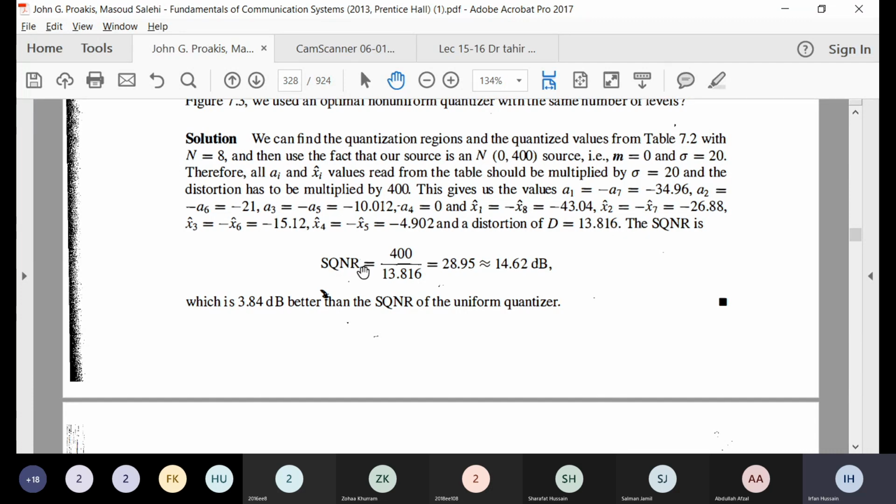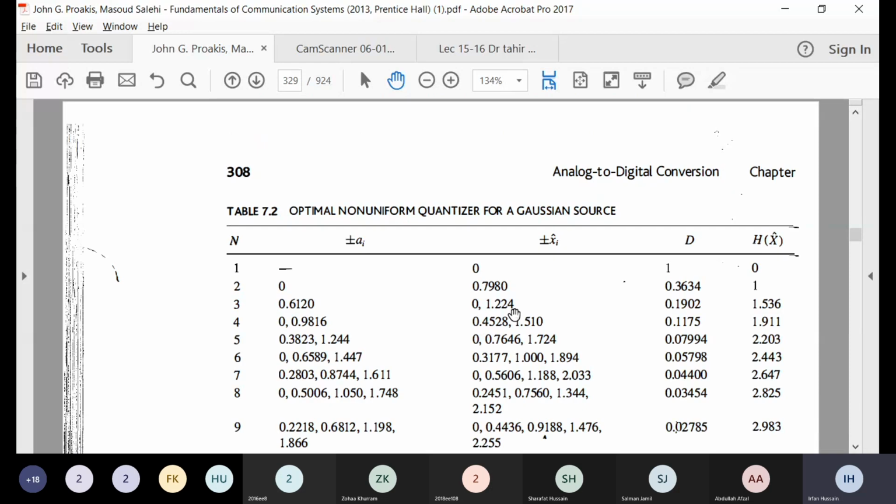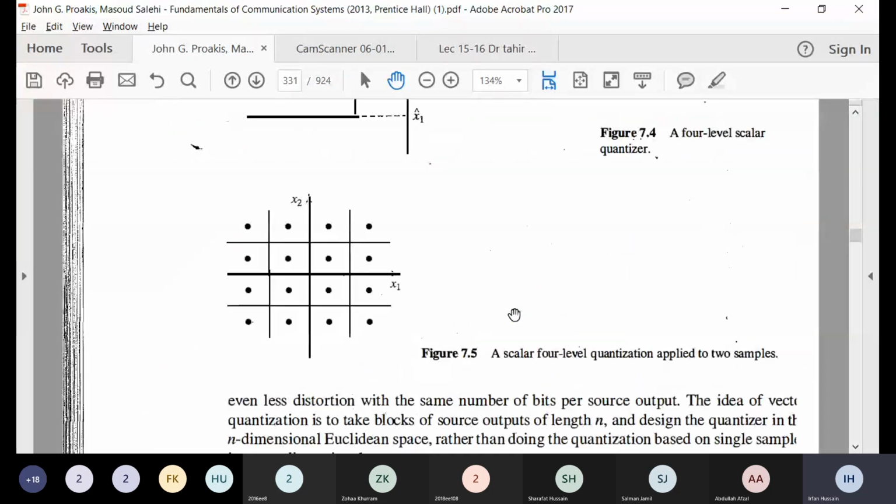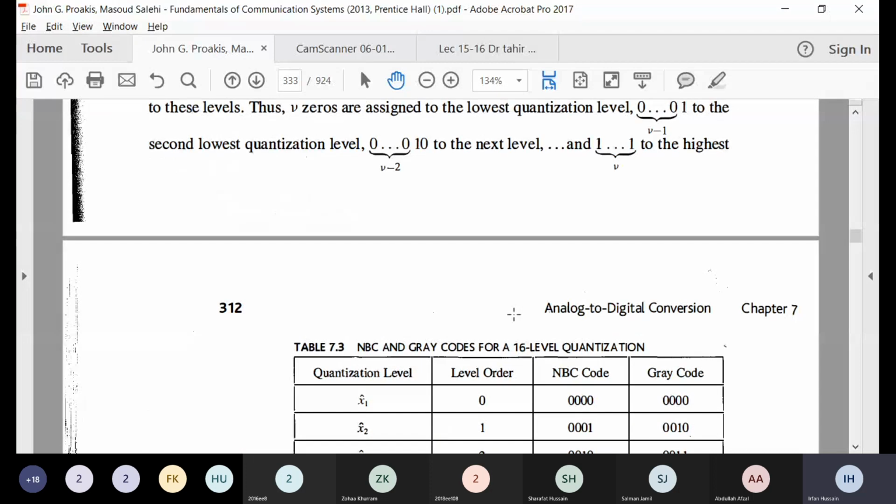Distortion comes out to be this thing, signal power is this thing, and hence SQNR is this, and hence you can take its log. So you will find it is 14.62, which is better than the SQNR of the uniform quantizer. So yes, non-uniform is always better than the uniform. Vector quantization is not in the course, so we will leave this part.